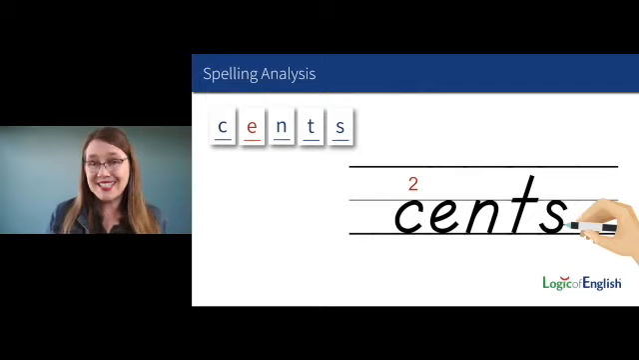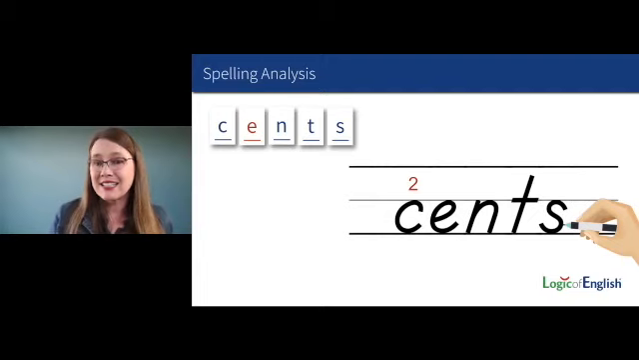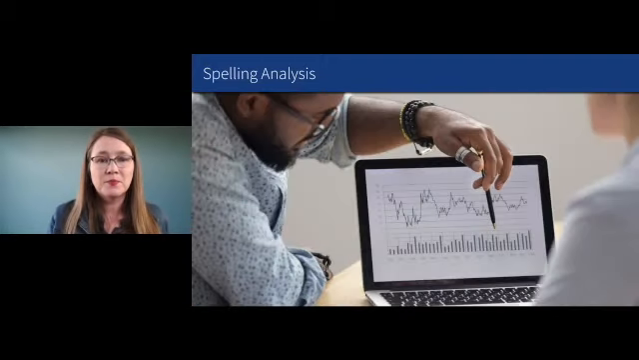So the C is saying s. Why is it saying s in this word? Well, C always softens to s when followed by an E, I, or Y. So then we can read the word s, e, n, t, s, sense.